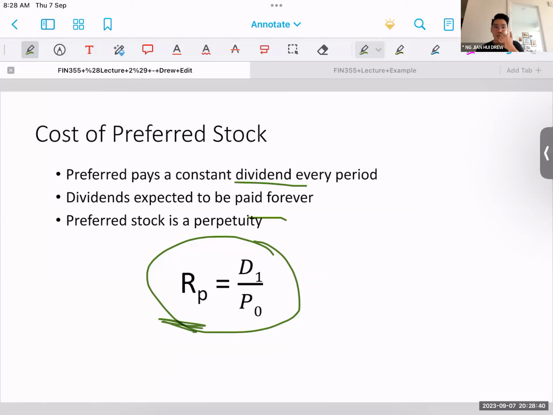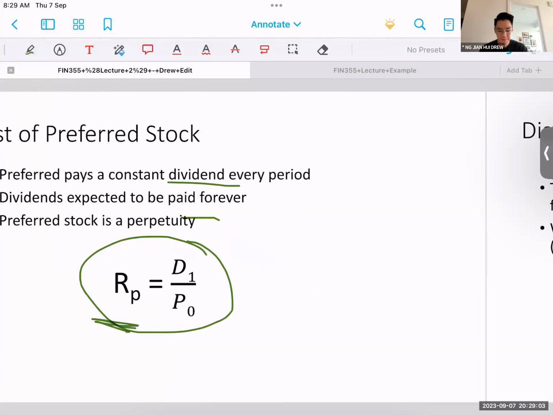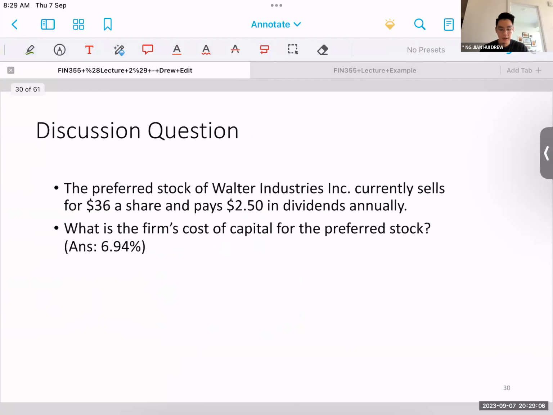When you're valuing a company, just look at the stock composition. Most of the time it's common stock, like class A, class B, class C, different kinds of classes, but very seldom is there preferred stock. If you do encounter preferred stock, have a look at it, and if you need to calculate its cost, you can use the perpetuity formula. I will not go through this; it is just 2.5 divided by 36, the perpetuity formula.